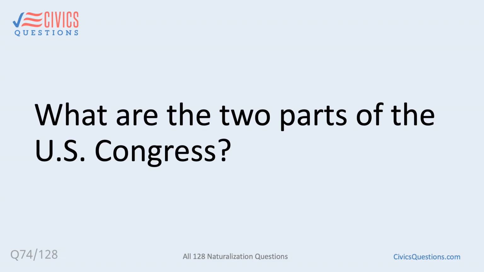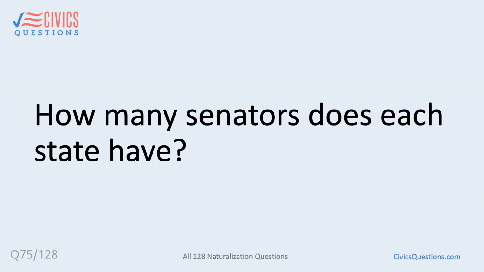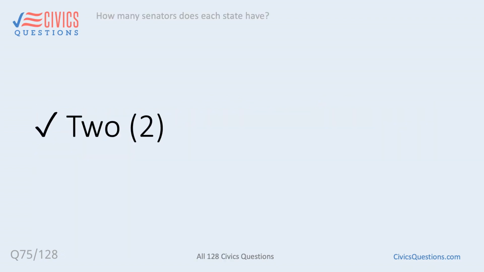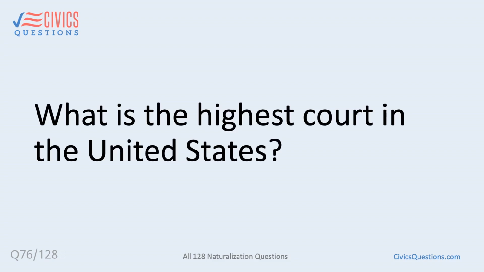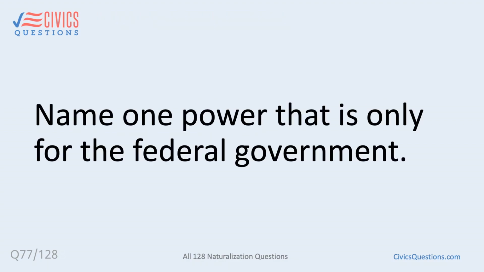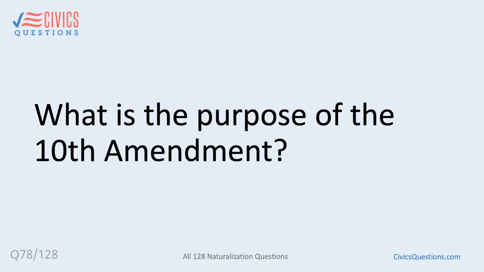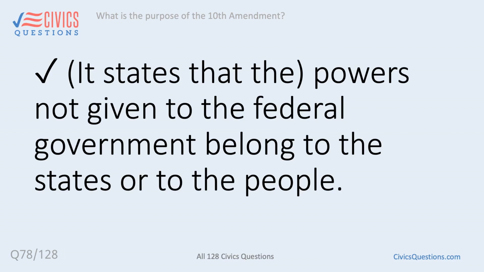What are the 2 parts of the U.S. Congress? Senate and House of Representatives. How many senators does each state have? 2. What is the highest court in the United States? Supreme Court. Name one power that is only for the federal government. Print paper money. What is the purpose of the 10th Amendment? It states that the powers not given to the federal government belong to the states or to the people.